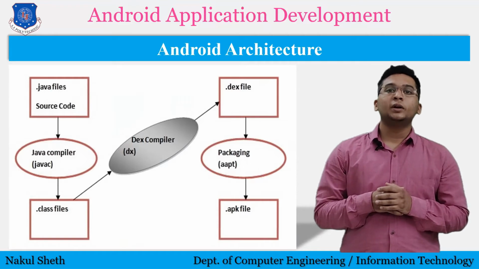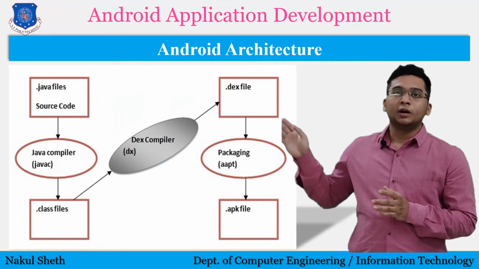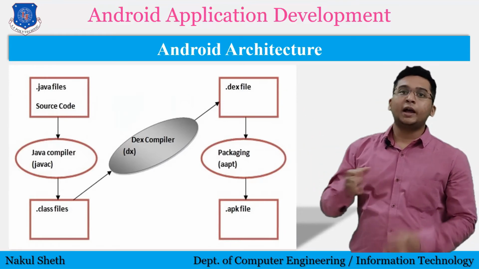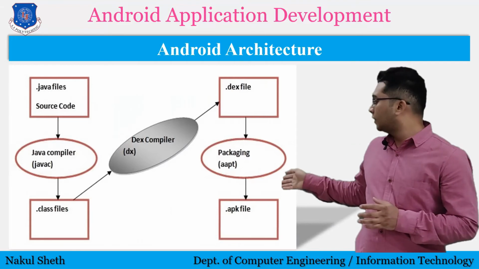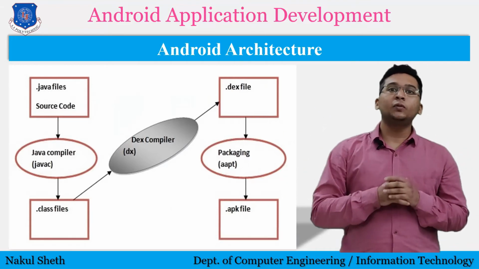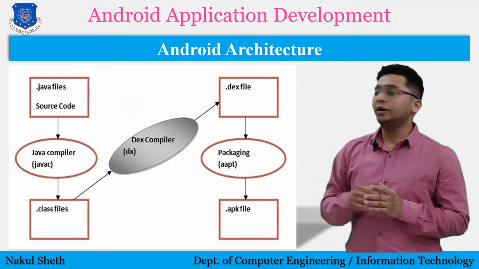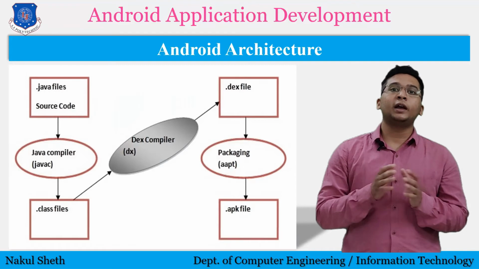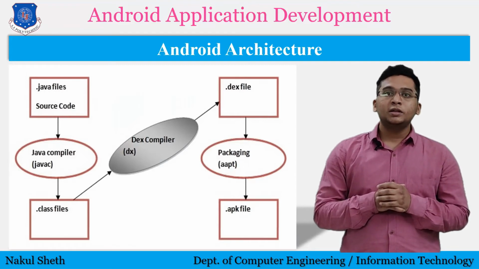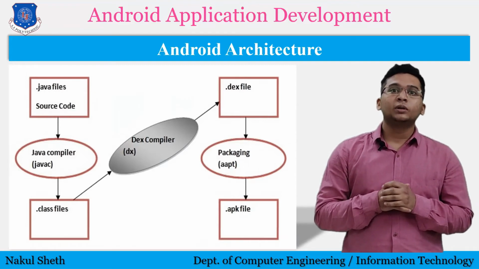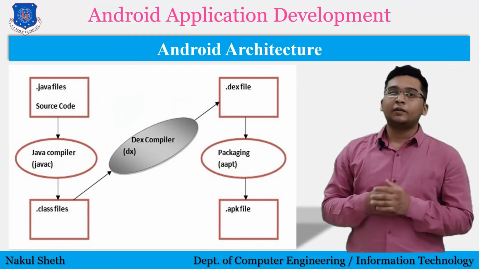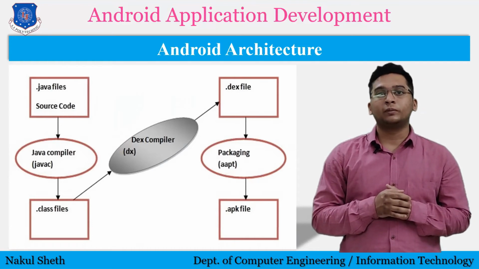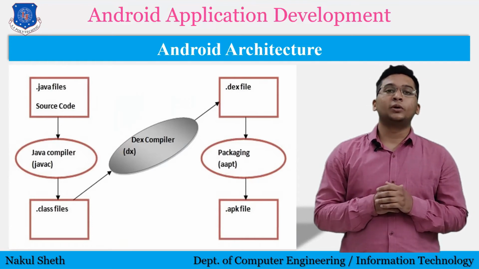So this is how DVM works in Android. First, our Java compiler compiles our Java code to a .class file. Then DVM takes this .class file as input and generates a new file as output, that is a .dex file. Now this .dex file is known as the Dalvik executable file. This .dex file is then converted to an .apk file, and this apk file works as the executable file for your Android platform. So this is all about DVM.